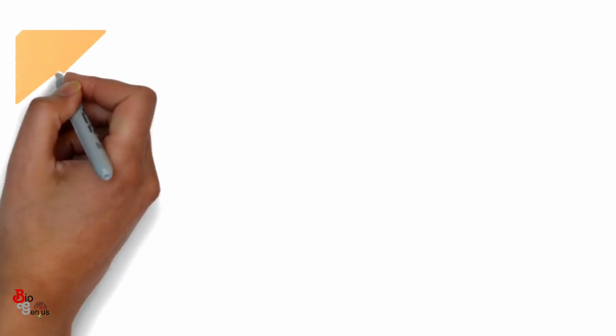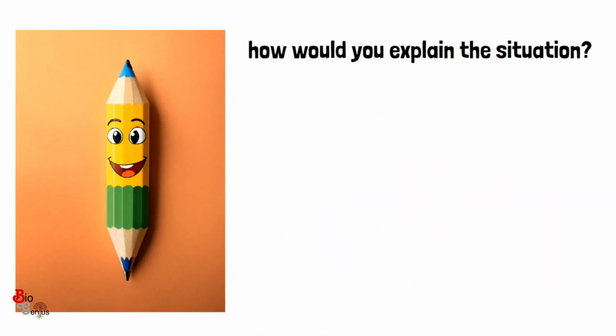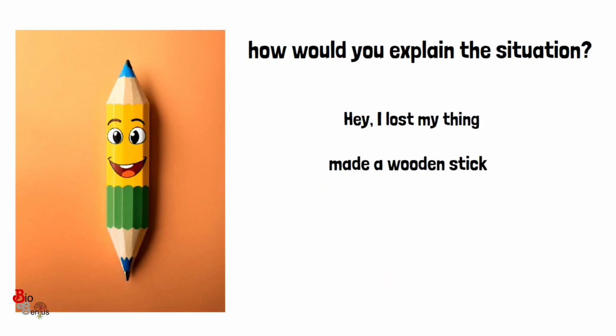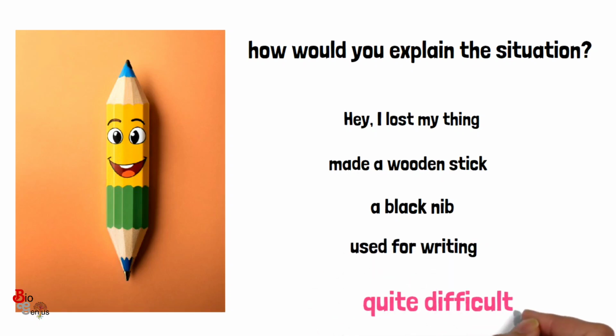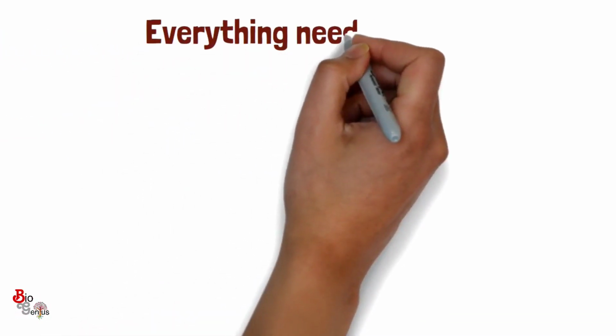Similarly, if you lost a pencil but it has no name, how would you explain the situation? You would have to describe the pencil by saying something like, "Hey, I lost my thing. It's made of a wooden stick, has this black nib, and is used for writing." It's quite difficult, isn't it? The truth is, everything needs a name.